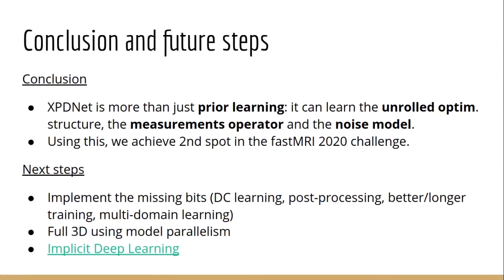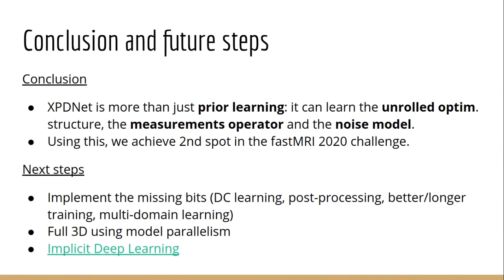And using all this machinery, of course, without learning the noise model, we managed to achieve the second spot in the fastMRI 2020 challenge, which means that this is an excellent type of framework, and it's very modular to tackle inverse problems. So the next steps I have on my plate are, of course, to implement the data consistency learning, which is something I actually already did, and to use post-processing, better training, and multi-domain learning.